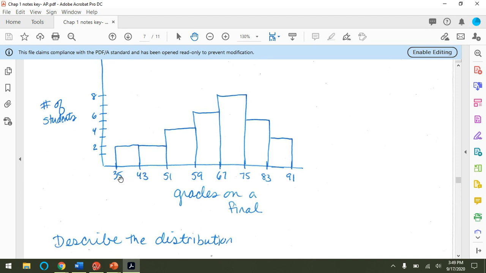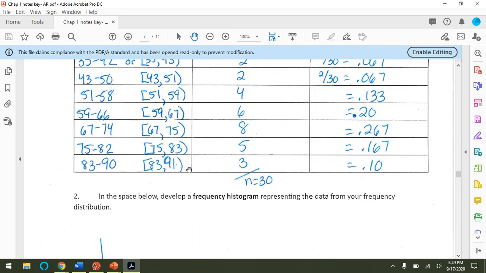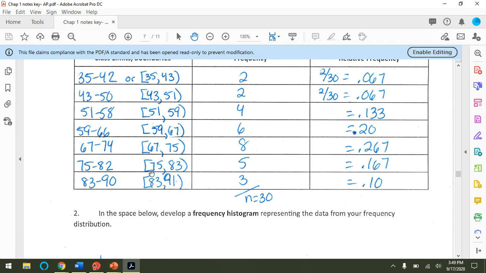How we read a graph like this on the bottom is it includes the number on the left and it doesn't include the number on the right. So this one includes 43 but doesn't include 51. This class here includes 51 but doesn't include 59. All right, so it includes the number on the left and it doesn't include the number on the right.